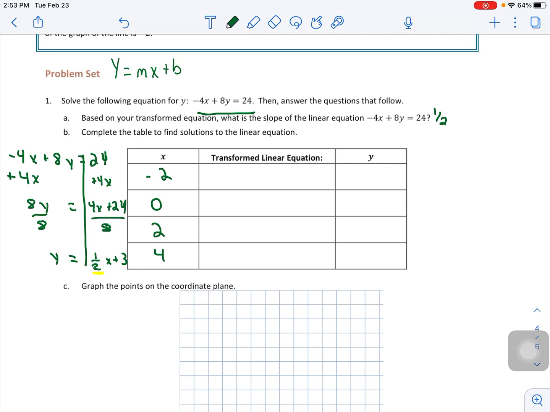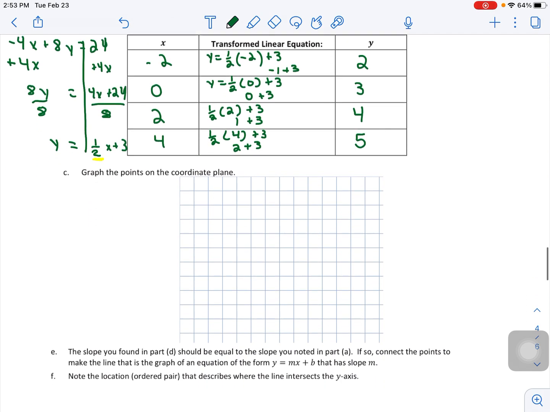All right, so plugging into my formula, y equals 1/2 times -2 plus 3. Half of a -2 is a -1 plus 3 is 2. Y equals half times 0 plus 3. Anything times 0 is 0 plus 3 is 3. Half of 2 plus 3 is 1 plus 3, which is 4. And half of 4 plus 3 is 2 plus 3, which is 5. And now we are going to graph.